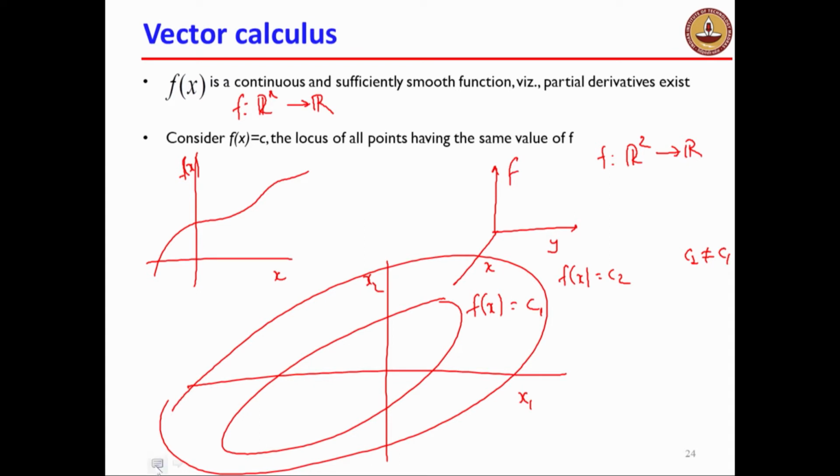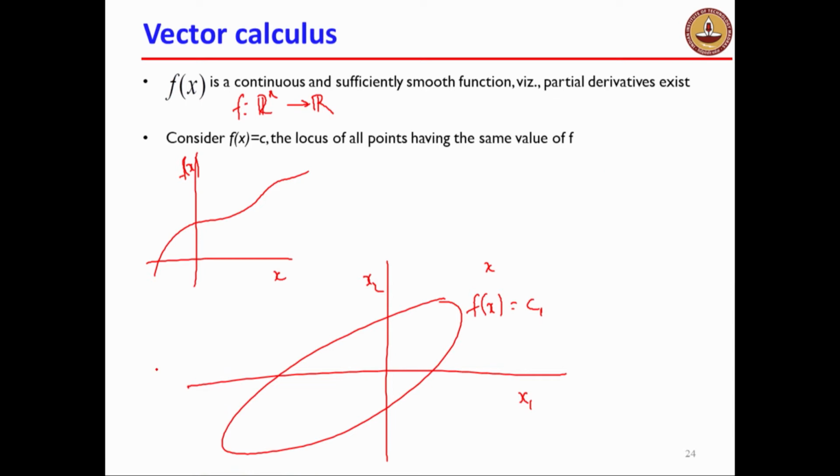Now, let me clean this up. I am going to look at a point over here. I am going to ask, if I go along this curve, what happens to the value of the function? The value of the function does not change. If I go along this curve, the value of the function does not change.